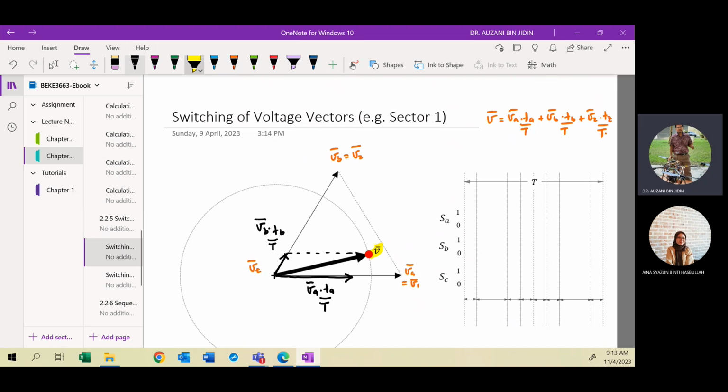So to sketch the switching pattern SA, SB, and SC, from here you can notice, by sketching properly, that the amplitude of the component vector is larger than this one. Is it right? You have to draw properly, geometrically. So since this vector here is larger than VB TB per T, it means that your TA is larger than TB. The magnitude values of VA and VB are the same.